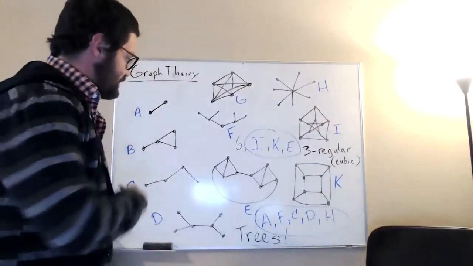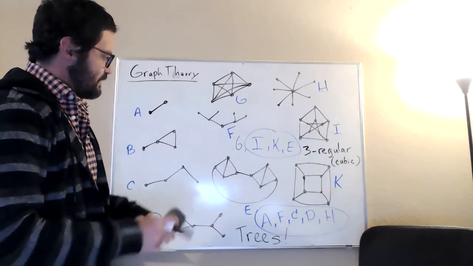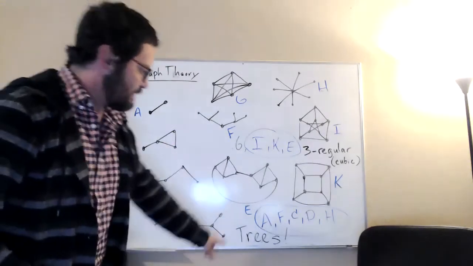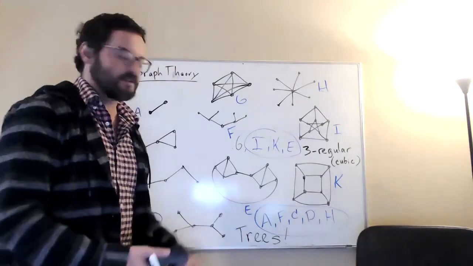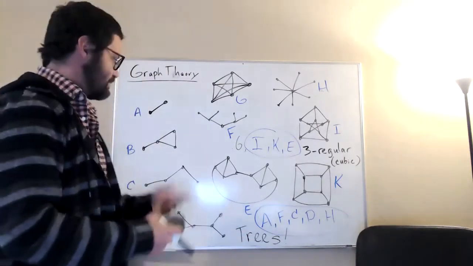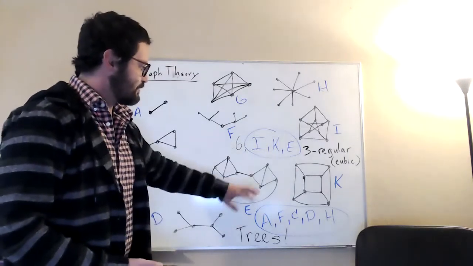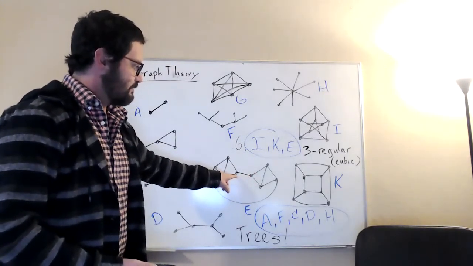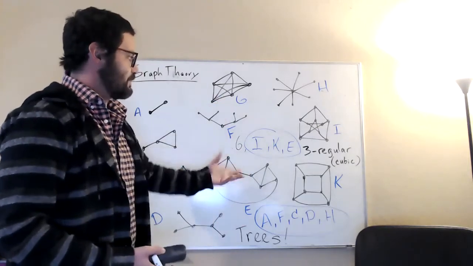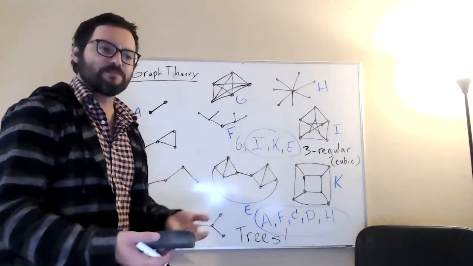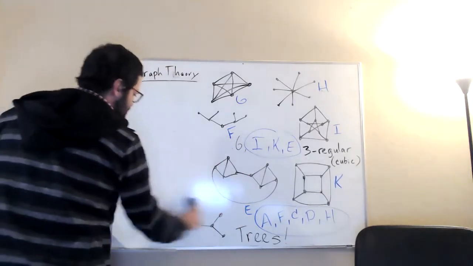This is talking about some of the major families. Families are sets of graphs that all share something in common. Trees consist of all graphs that don't contain cycles as a subgraph. 3 regular graphs are all graphs where every vertex has degree 3. Regular graphs are graphs where every vertex has the same degree. So let's look at some other families.